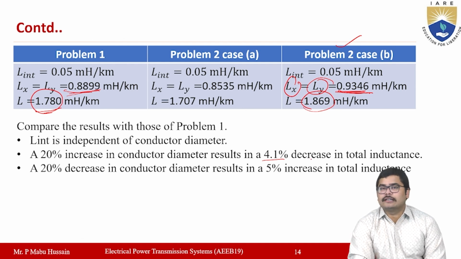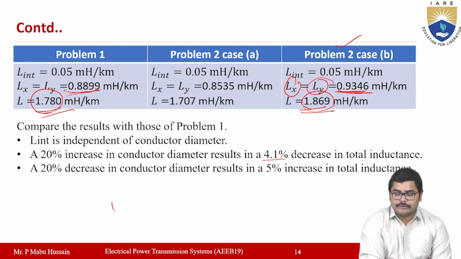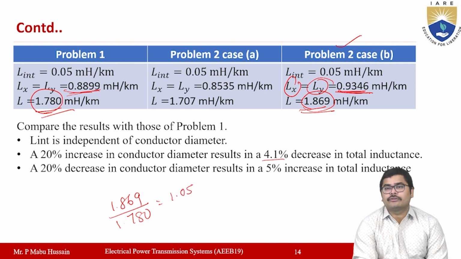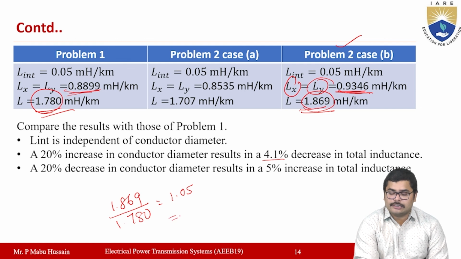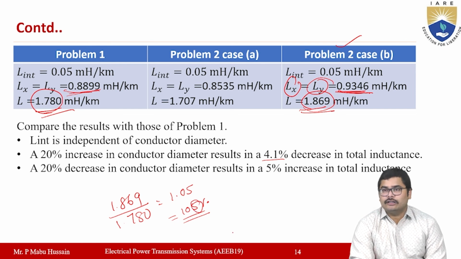Now how much has it increased? If you want to know, you divide this total value by that value. If you divide 1.869 by 1.780, you get 1.05. If you convert this into percentage, you get 105%. That means a 5% increase will be there in the inductance if you decrease the diameter of the conductor.